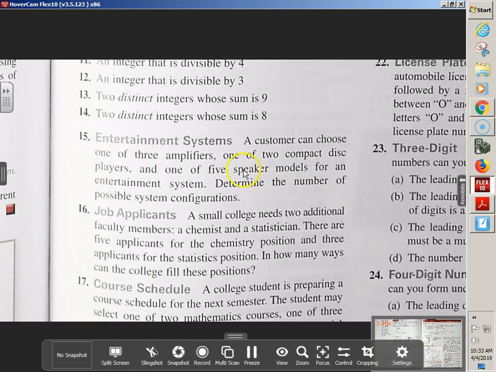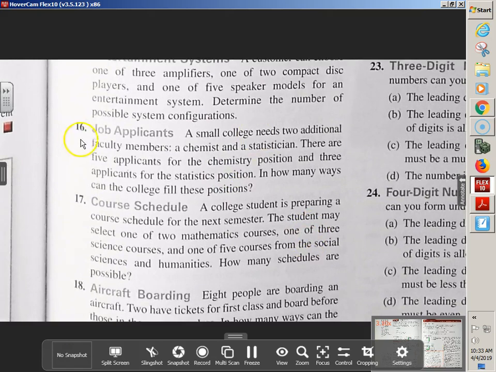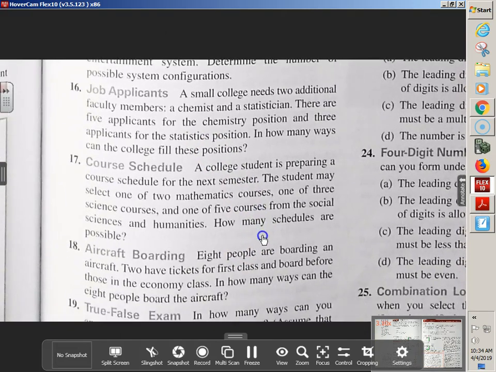Can't you just do like 1 of 3 amps, 1 of 2 CD players, 1 in 5 speakers? Find the number of system configurations, right? Or number 16, jobs, chemist, statistician. 5 for chem, 3 for stats. How many ways can they fill, etc. So guys, feel free, please, please, please, to summarize the information, to use numbers in lieu of words when possible, etc.